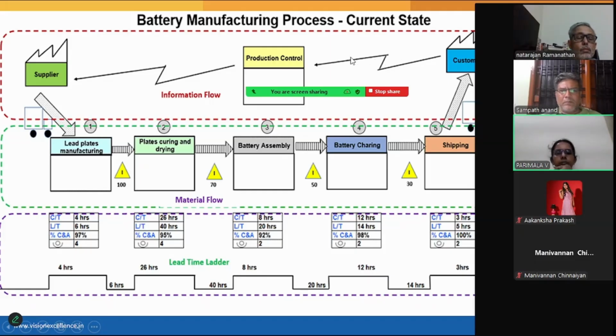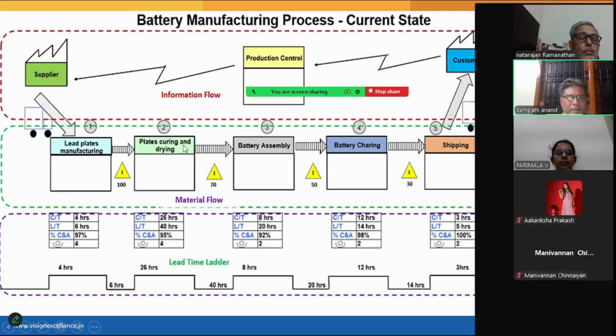This is the symbol for information flow. So initially information is coming from the customer, going to the production control. Production control is giving information to the supplier. Then it is coming to the manufacturing process. In this manufacturing process, who will help me with this? Sampath bhai, what is the first process? What is the name of the process? What happens here? Lead plates manufacturing.